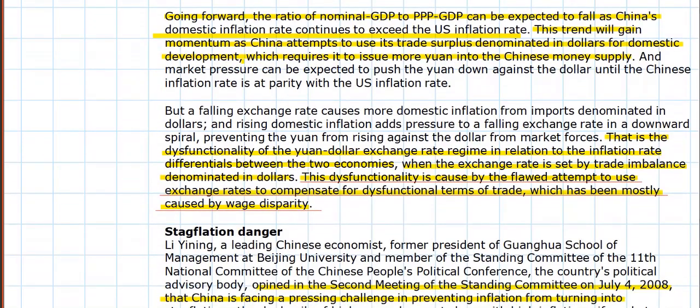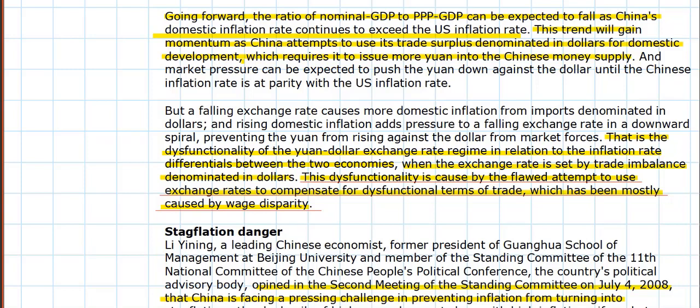It still hasn't happened. But a falling exchange rate causes more domestic inflation from imports denominated in dollars. And a rise in domestic inflation adds pressure to a falling exchange rate in a downward spiral, preventing the yuan from rising against the dollar from market forces. In fact, Rasmus was actually talking about that, like I said, this week.